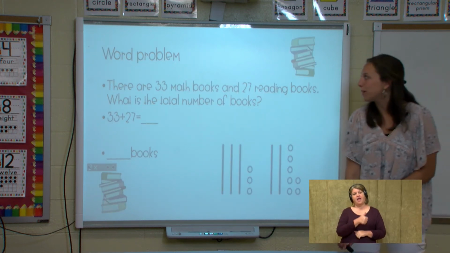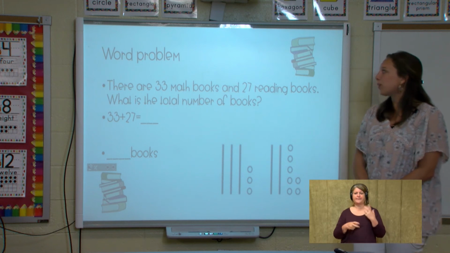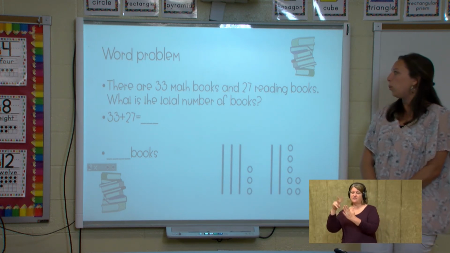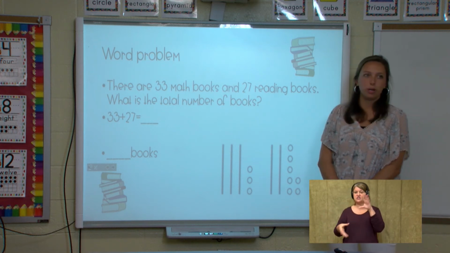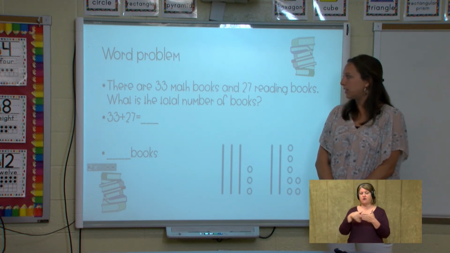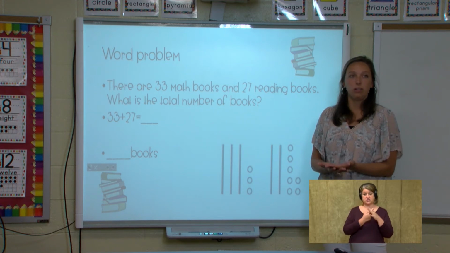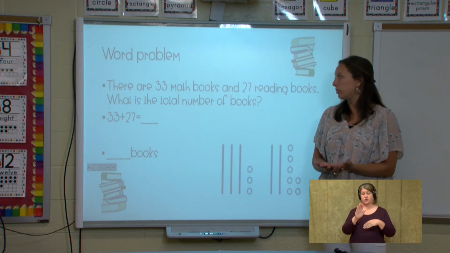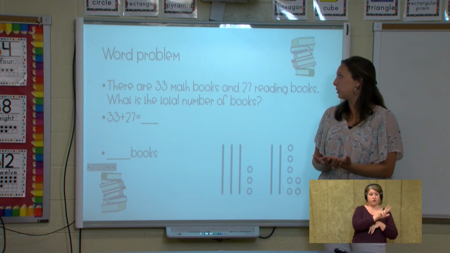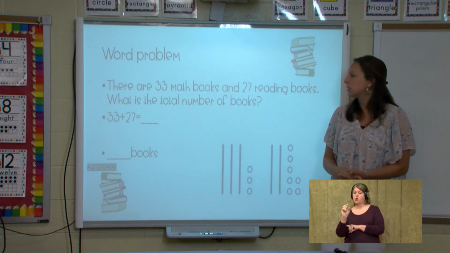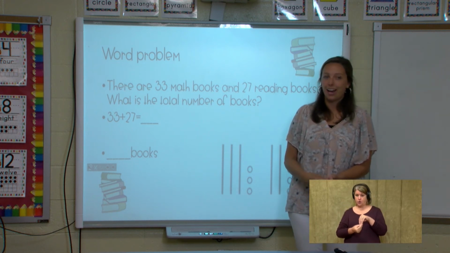Another word problem. There are 33 math books and 27 reading books. What is the total number of books? You can start by drawing out your equation. 33 plus 27, because it says the total number of books. And then you may add.